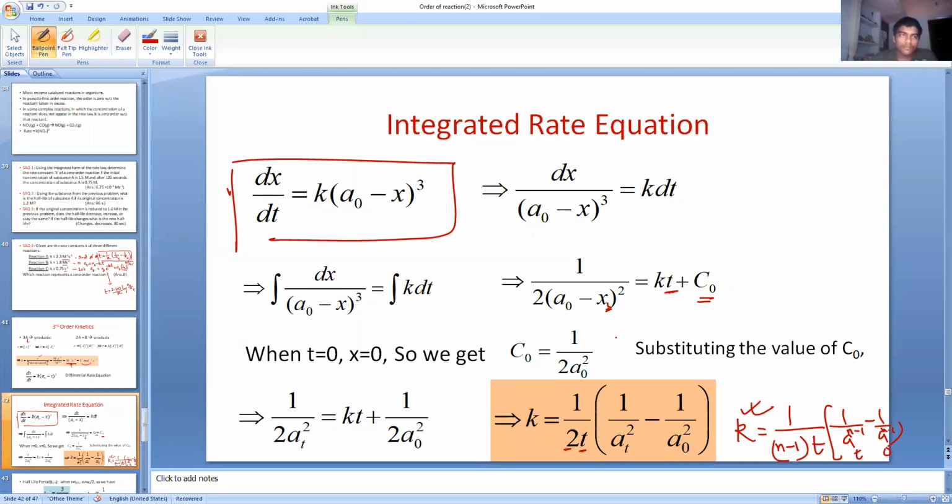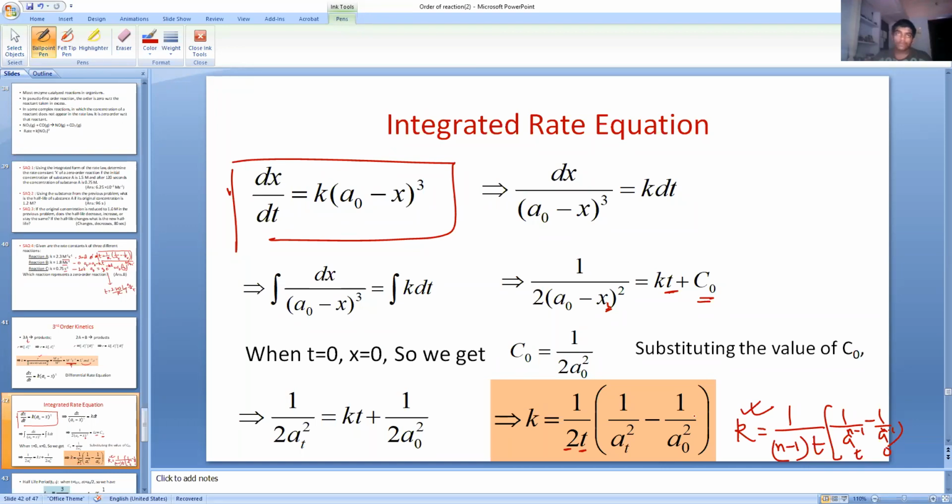You can find this solution in your calculus, how it has been done. So this is the integration constant C0, and when t is equal to 0, the product concentration is 0. So we are getting the value of C0 as 1 by 2a0 square. Substituting the value of the integration constant, we finally get the integrated rate law for a third order process. K is equal to 1 by 2t, times 1 by at square minus 1 by a0 square.